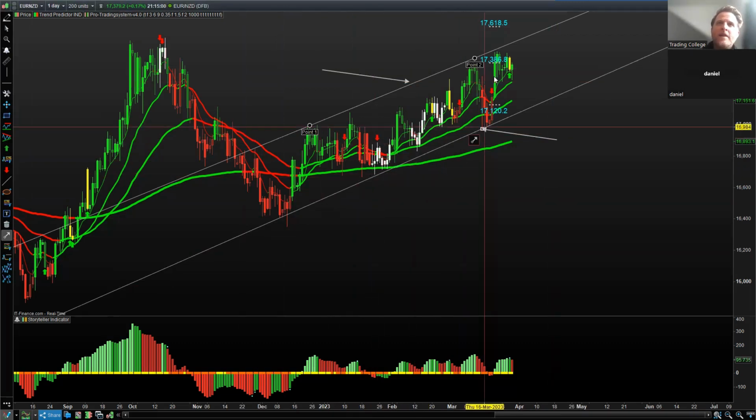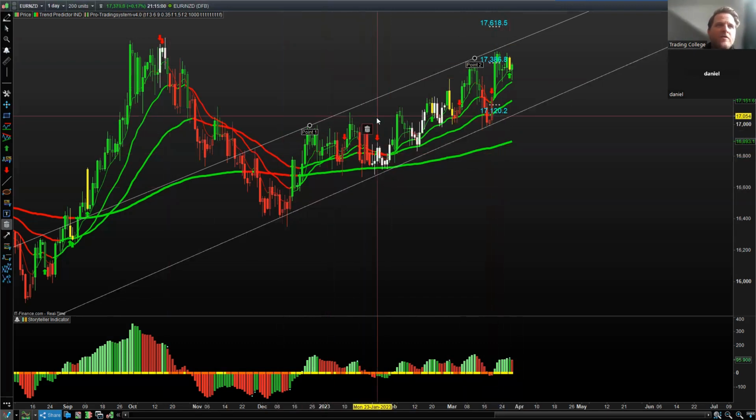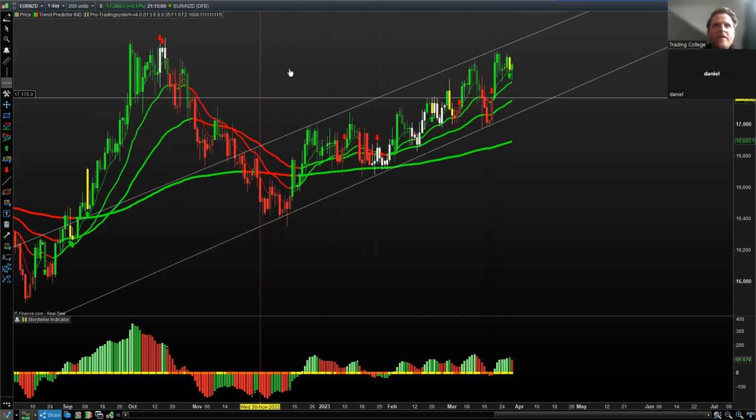Can we find an entry? We've got a lovely PTS buy here telling us we may well get out of this channel later. But what I say to my students is this really is mapping out what's going on with the market just by using a diagonal trend line. It's pretty straightforward. The other tool I use quite often is the horizontal trend line. I'm really looking for key areas, key zones.